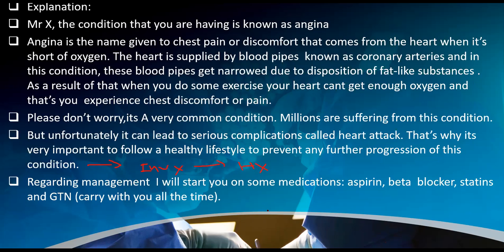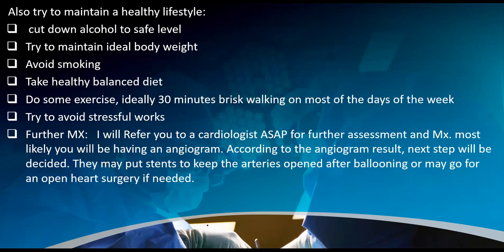So regarding the management, I will start you on some medication called aspirin, beta blocker, statin, and nitroglycerin. This is for every patient who is having reversible ischemia. So aspirin, beta blocker, statin, GTN. Also, please try to take a healthy lifestyle. Cut down your alcohol to the safe level. Stop smoking if it is possible. Try to maintain ideal body weight. Do some exercise, ideally 30 minutes most days of the week. Take a healthy balanced diet. Try to avoid stressful work. This lifestyle modification is for every patient.